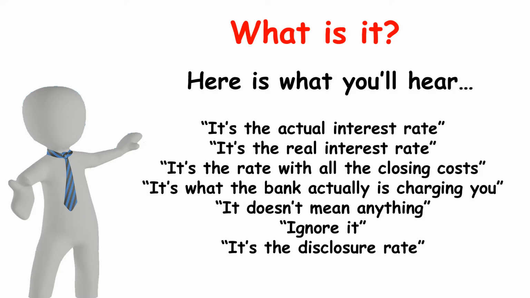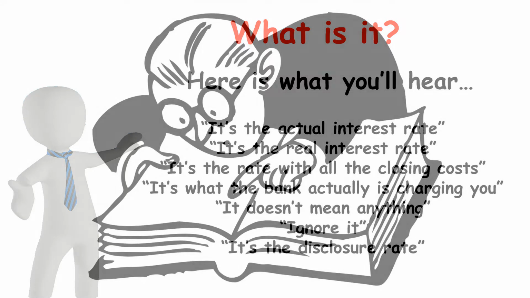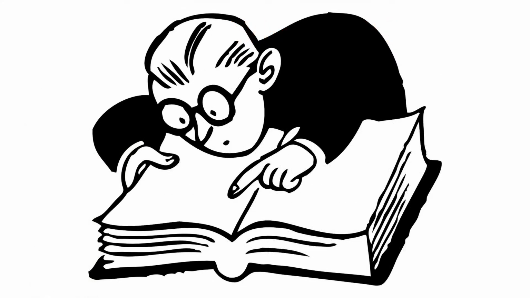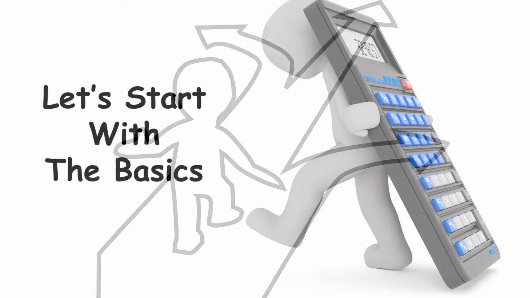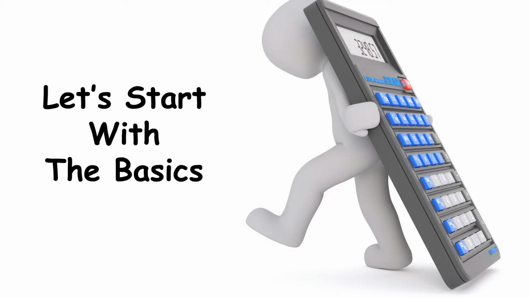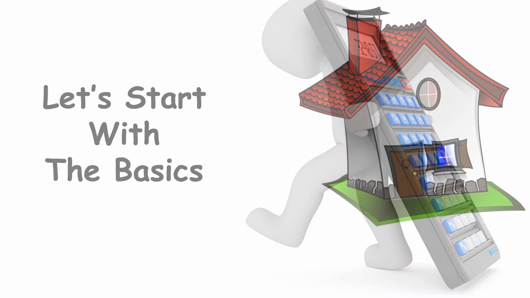Then some people will say it doesn't mean anything or to ignore it. And still others cop out and say something stupid like it's the disclosure rate, whatever that means. Here's the thing, none of these descriptions really explain what the APR is or what it means. And I don't have a better explanation. That's because the only way to really understand the APR is to understand how it's calculated. So rather than try to explain it, I'll just show you what it is by example.